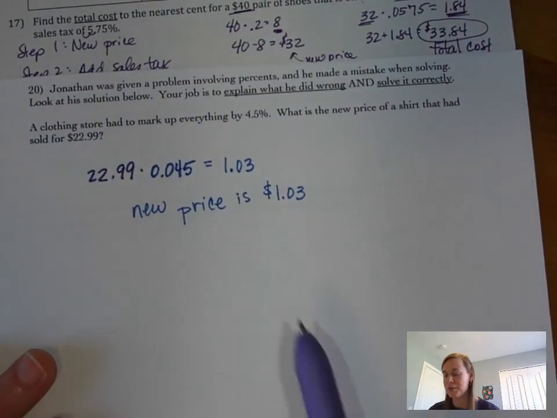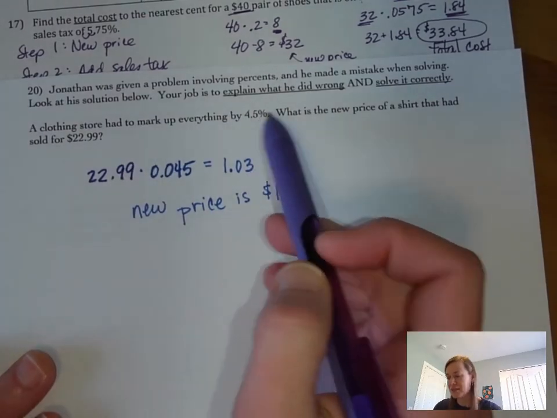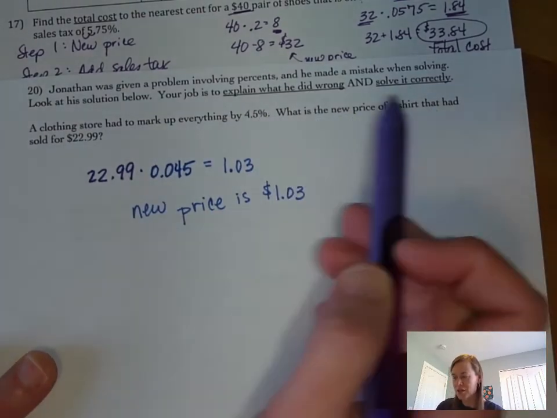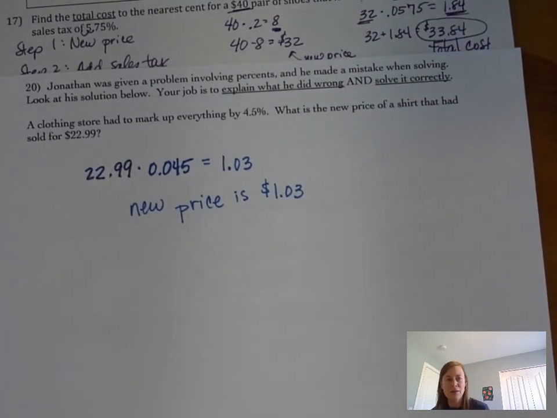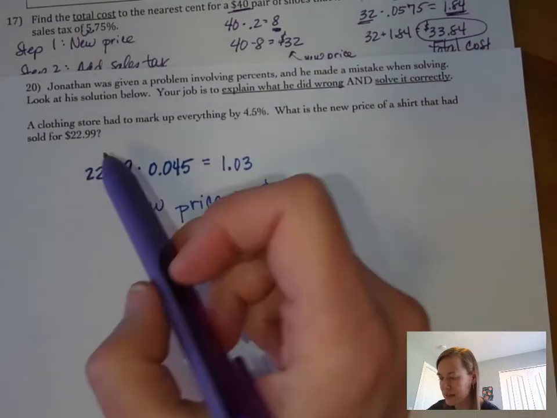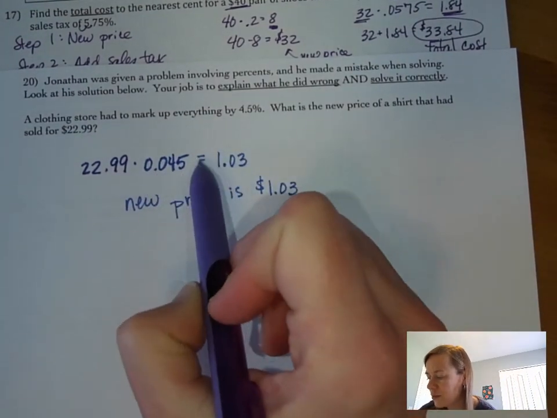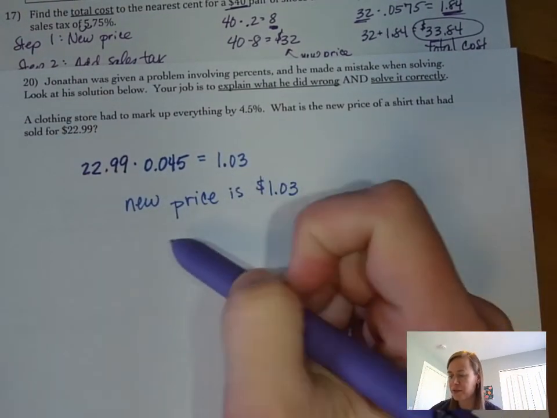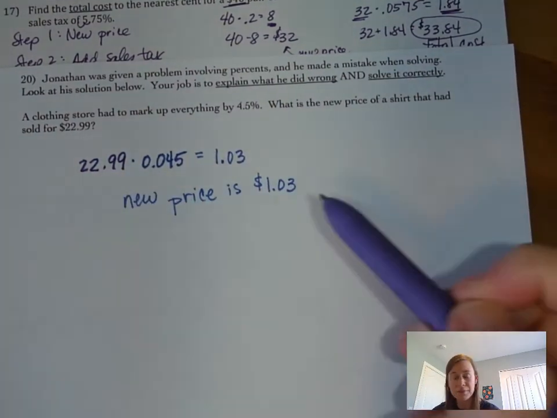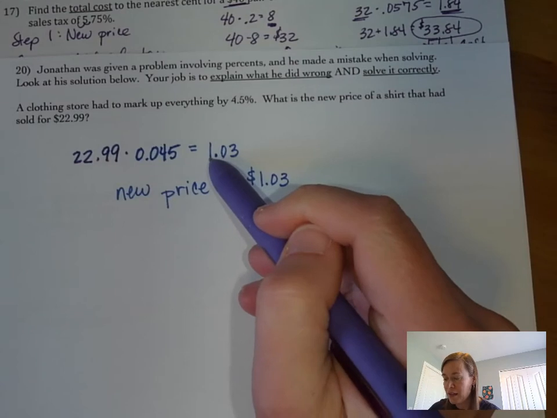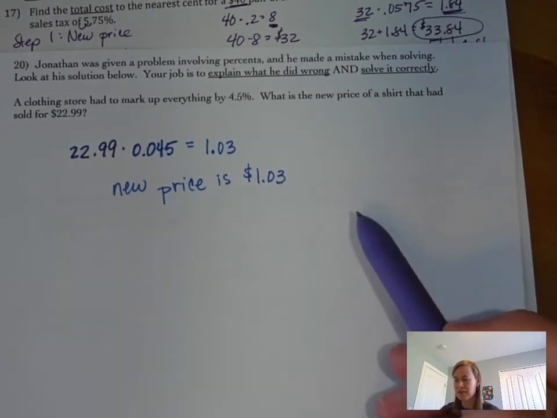Okay, let's read the problem. A clothing store had to mark up everything by 4.5%. What is the new price of a shirt that had sold for $22.99? Okay, so Jonathan worked it out, and he did $22.99 times 0.045 equals $1.03. So it looks like he moved the decimal point on the percentage. That's good. And he multiplied. That's also good. And he found that this was 1.03, and he said the new price is $1.03.